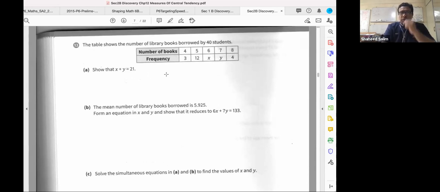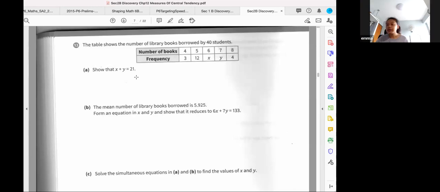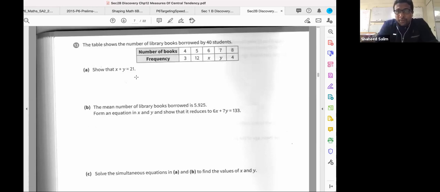So can you try to do this and show that x and y equals 21? You try. 40 minus 3, minus 12, minus 4. Good. Do you get 21? You get 21, right? Because this is 19 now, 12 plus 4. So if you have proven it, that's one way.